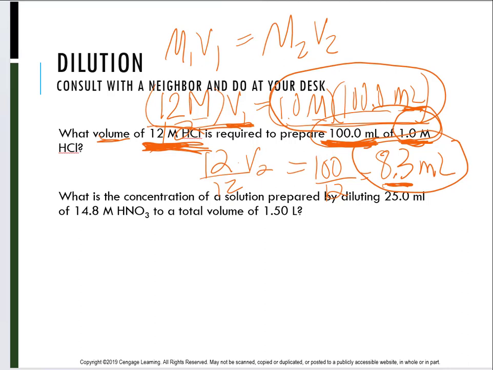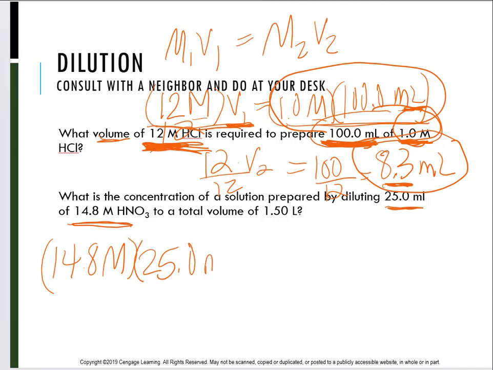Let's look at the second one. What is the concentration of a solution prepared by diluting 25 milliliters of 14.8 molar? So that's my concentrated. So I'm going to do M1 is 14.8 molar. And I am taking 25 milliliters of it is equal to M2, I don't know. And it says a total volume of 1.50 liters. Now in this case, notice I have different units here. I've got 1.5 liters on the right and 25 milliliters on the left. So I'm going to make them both liters.